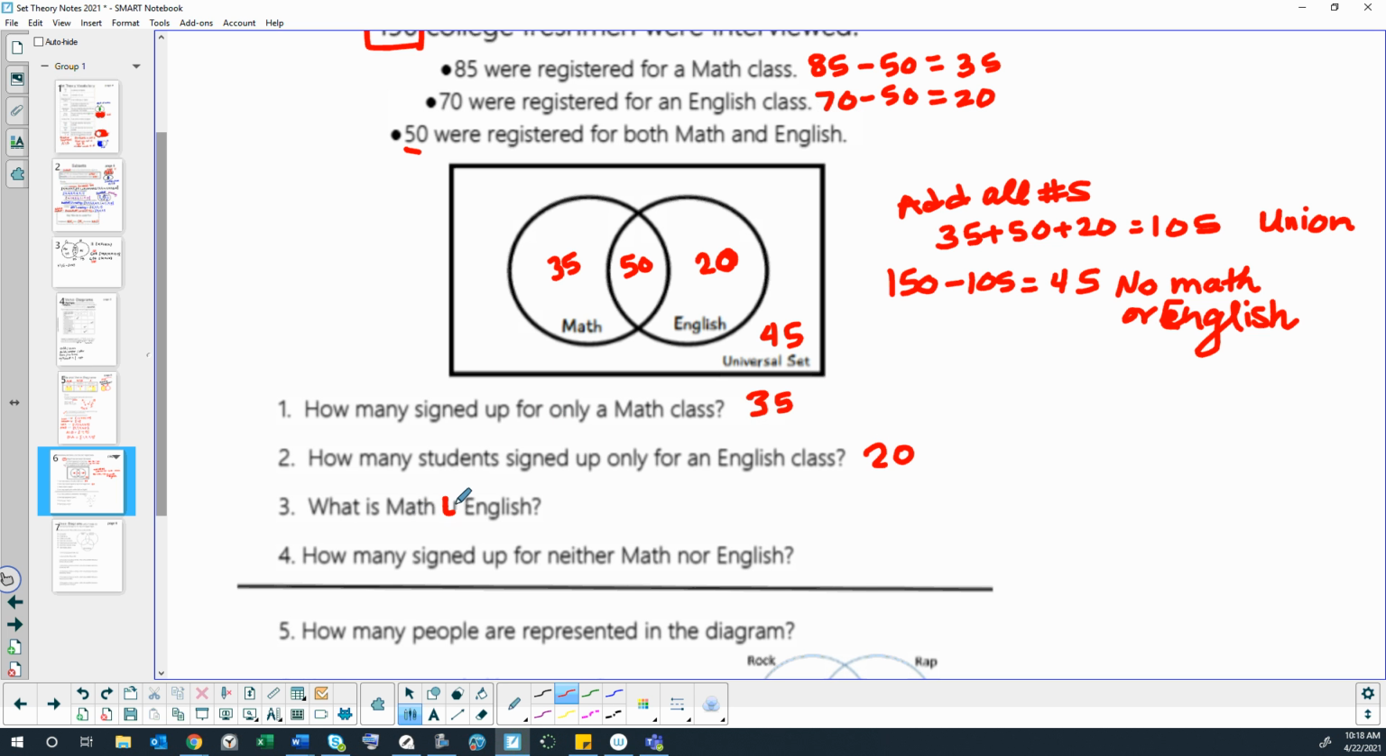What is math union English? So this plus this plus this, we did that number earlier to find the other number that we were missing, and we discovered that 105 students take math or English or both. How many signed up for neither math nor English? Now that's the last thing we figured out to add to our picture, and that was 45. 45 students took neither because there were 150 students total, and we needed that 45 for this to add up to 150.